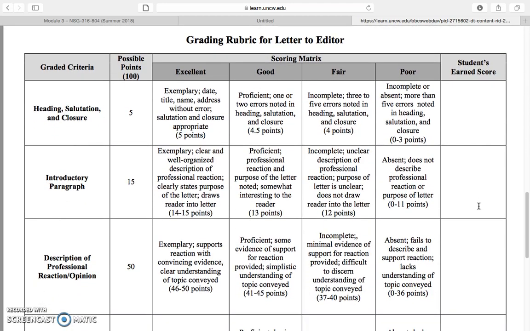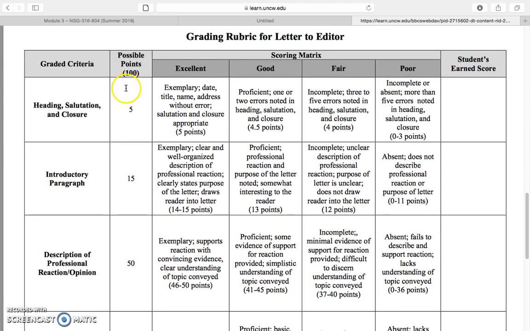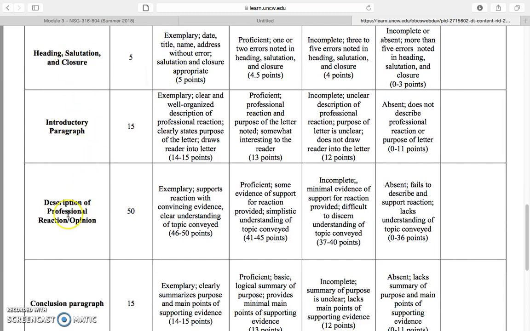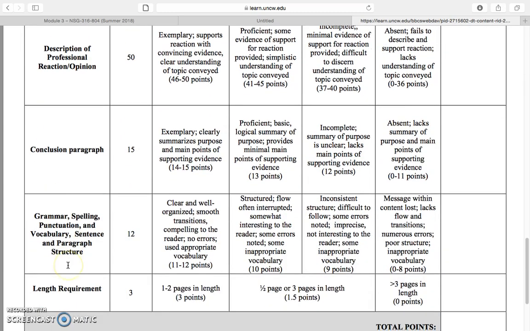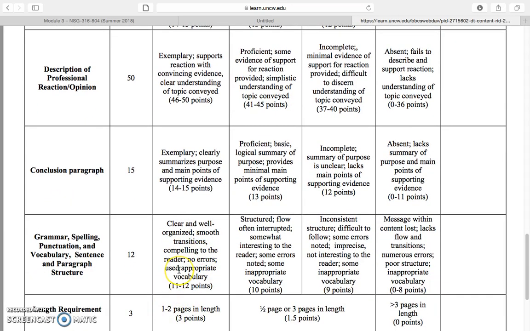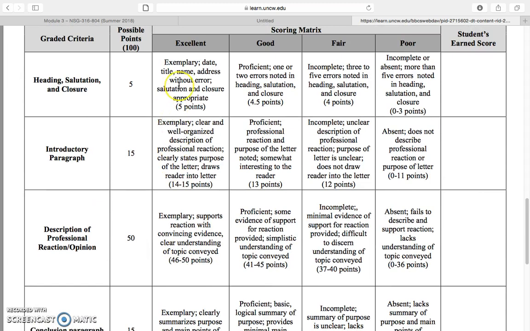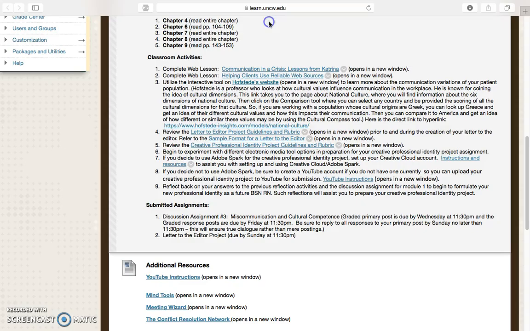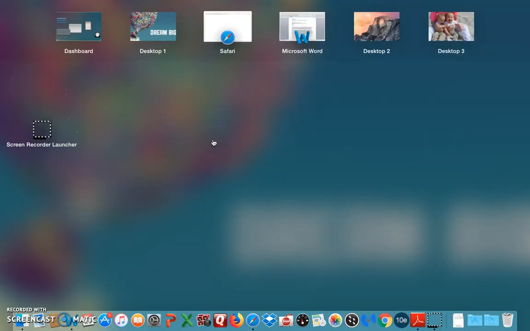So I'm going over this because I want you to pay particular attention to the grading criteria. You want to look at every one of the criteria for excellent under your heading, introduction, description, conclusion, and then grammar and length. As long as you are clearly using each one of these criteria in an excellent manner, you'll be successful. The other thing you need to make sure you're doing is following the sample format. And the sample format is found here in number 5.